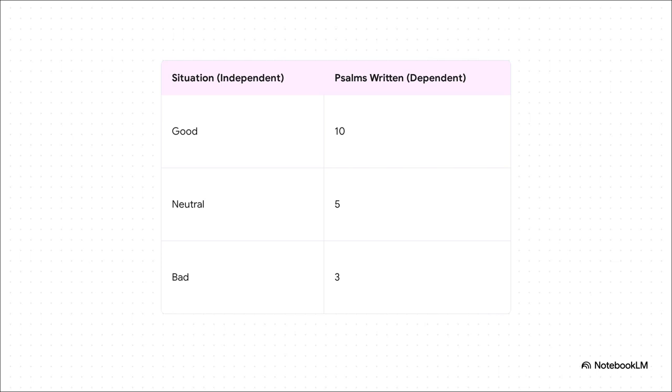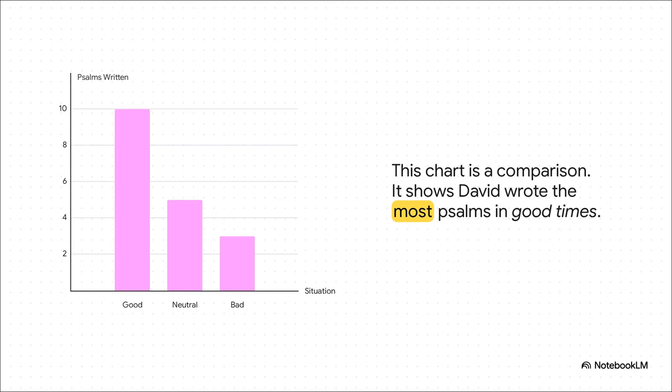Okay, for the third example, things get a little more abstract, a little more interesting. Here, the independent variable isn't time. It's something qualitative, the kind of situation David was in. Was it good, neutral, or bad? The dependent variable is how many psalms he wrote because of it. So this bar chart looks different, right? It's not showing us change over time, it's a comparison. The graph insight here is that, yeah, David wrote the most psalms during good times, but he was still writing and praising God no matter what was going on. The situation clearly influenced the outcome.